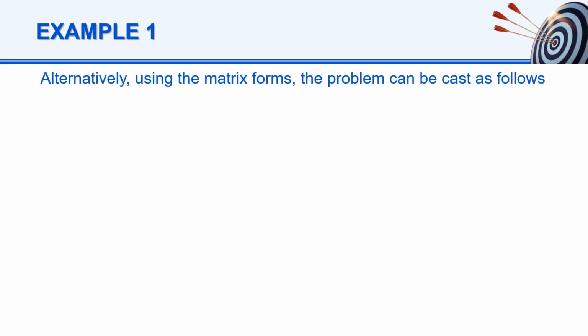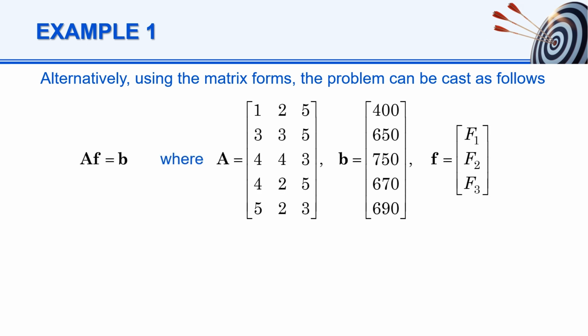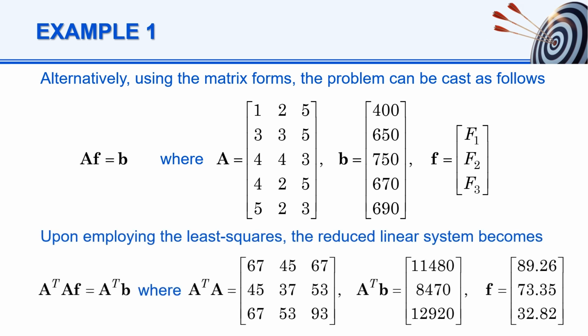Alternatively, using the matrix forms, the problem can be cast as AF equals B, where A is a 5 by 3 rectangular matrix, B is a vector of length 5 containing the right-hand side, and F is the vector of length 3 containing the unknowns. Upon employing the least squares, the reduced linear system becomes a 3 by 3 system of equations.